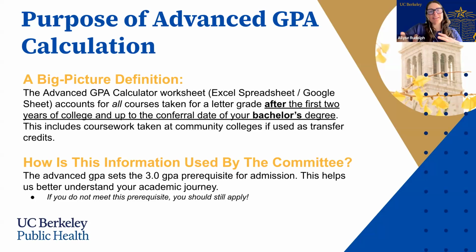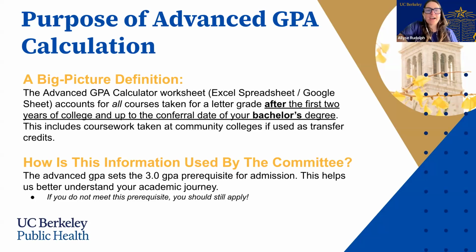If you did a few years of community college and then transferred, maybe 3 years of community college and then 2 years at a 4-year institution, in that case, we'd be looking at 1 year of your community college transcripts and 2 years of your bachelor's degree transcript. So it can look a little different for most folks, but essentially it's everything after your first 2 years.